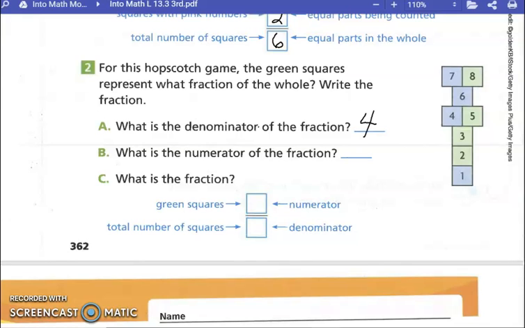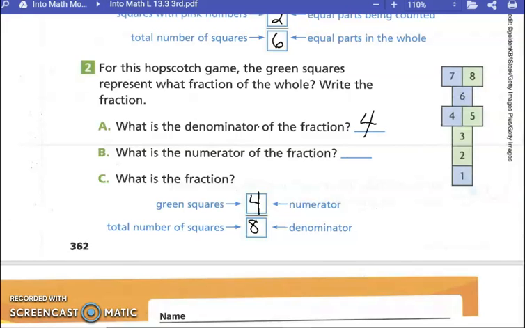The green squares represent what fraction of the whole? What is the numerator of the fraction? Remember, the numerator is the parts being counted out of the whole. It says right here, green squares. So we have 4 green squares, and the denominator is 4. Nope. How many all together? 1, 2, 3. Oh, 8. The numerator is what they're asking you to find, and the denominator is the whole.